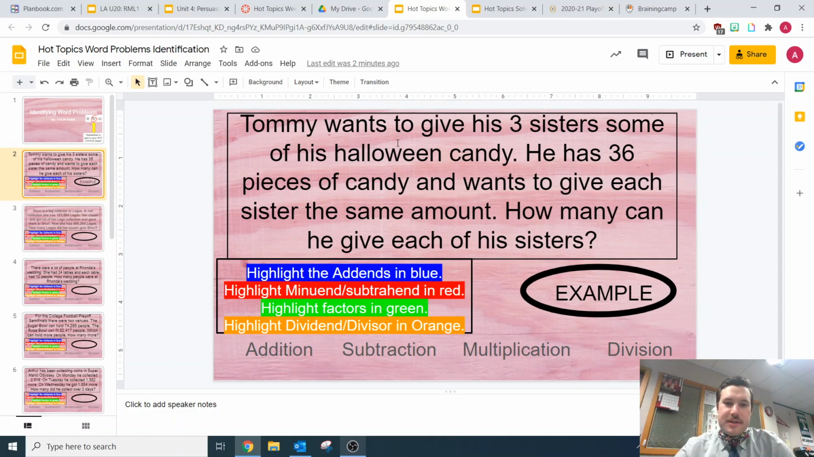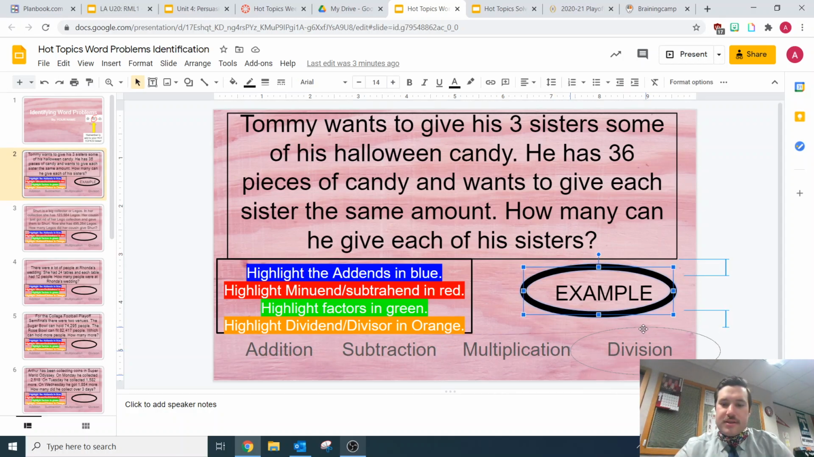So let's read this question. Tommy wants to give his 3 sisters some of his Halloween candy. He has 36 pieces of candy and wants to give each sister the same amount. How many can he give each of his sisters? As we're looking at this question, we're thinking, okay, he is giving some candy to 3 people. So he is distributing his candy evenly amongst 3 people. To me, that sounds like division.